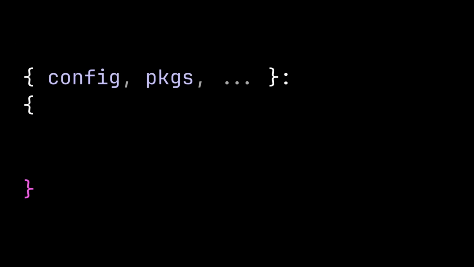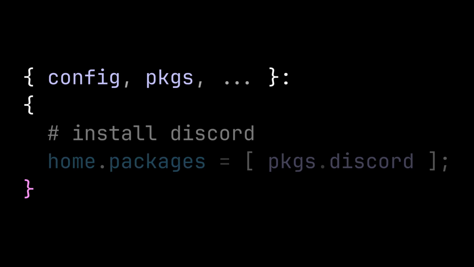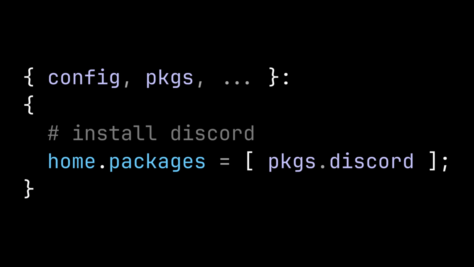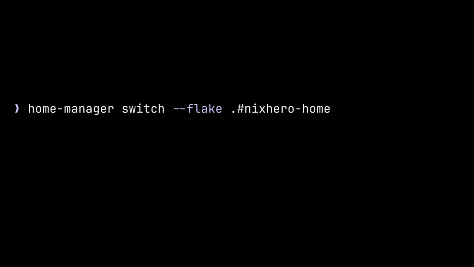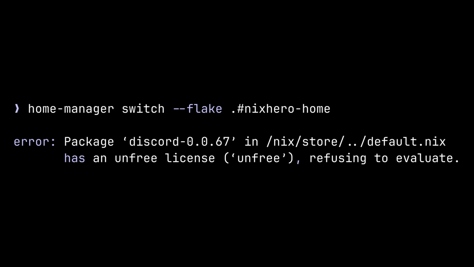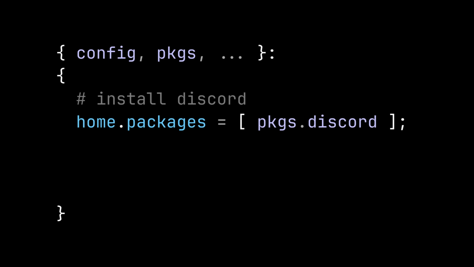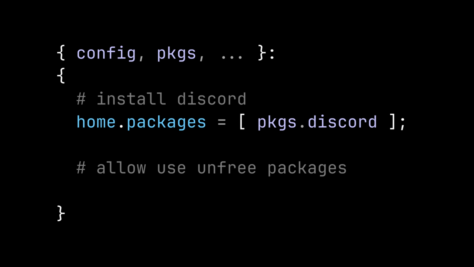So now let's talk about another issue. Let's say you want to install Discord. You will add Discord to home.packages and run the switch command, but the command will fail. This happens because Discord has an unfree license. And in order to install unfree packages with Home Manager, you need to explicitly allow it in your configuration.